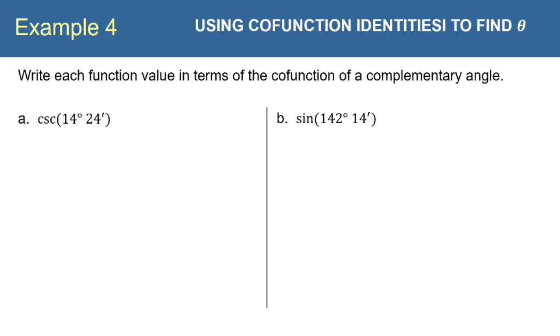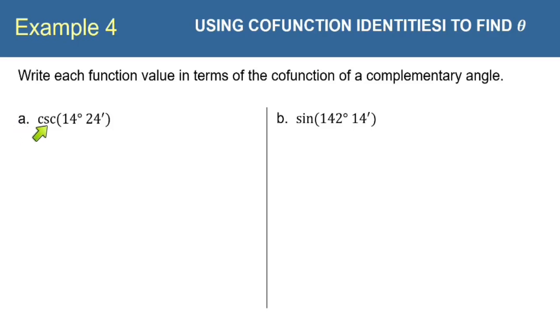Now here in example 4, we're doing a very similar thing, only they've said write each function value in terms of the cofunction of a complementary angle. Now we know how to find the cofunction of any function. It's always just a matter of either adding the co-prefix or taking it away. And we know how to find the complement of any angle. It's always just 90 degrees minus the angle that we're working with.